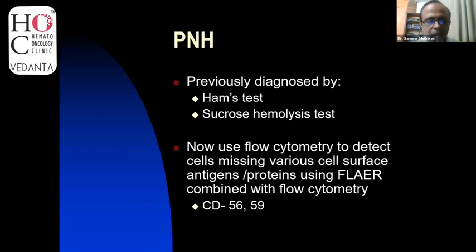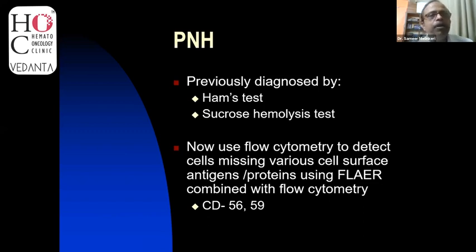In PNH, the treatment is to prevent hemolysis. You need a complement inhibitor such as eculizumab, an extremely expensive drug. So most of the time we end up treating patients with supportive care. We often use steroids during an acute hemolysis episode to shut down the inflammation in the body.